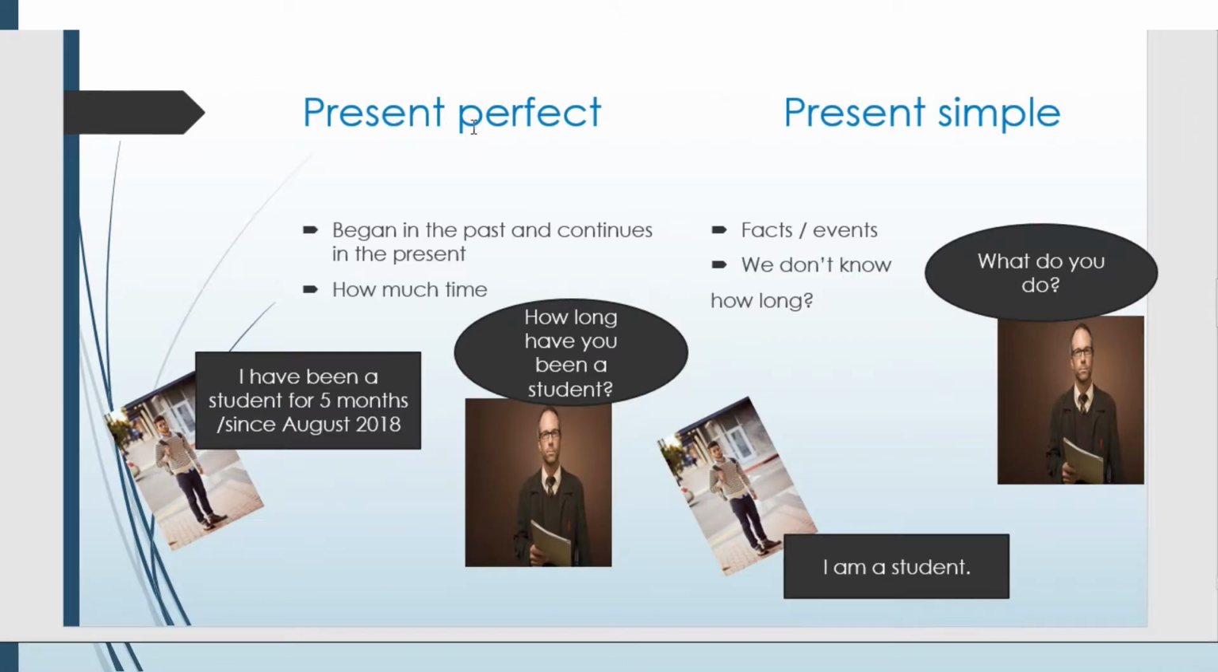Now, let's look at the differences between present perfect and present simple. Use present perfect, not present simple, for an event or situation which began in the past and continues in the present when we want to say how much time it has been going on. Look at the example. I have been a student for 5 months. I have been a student since August 2019.